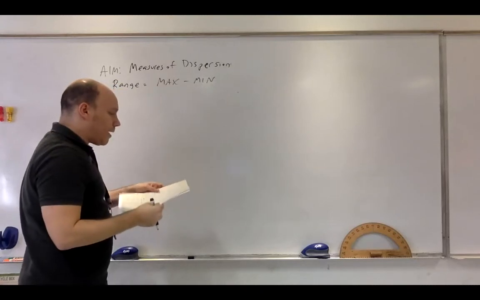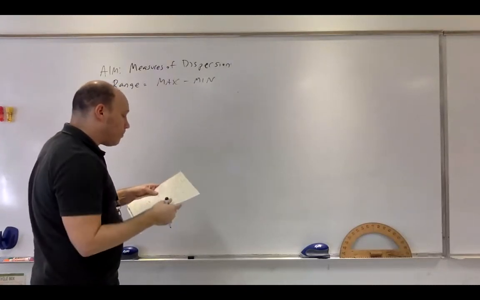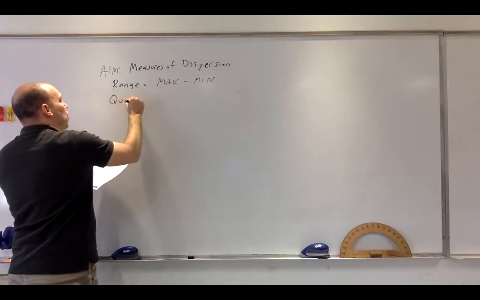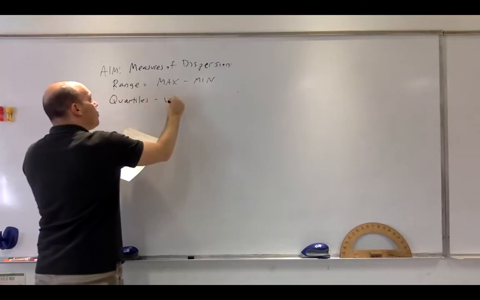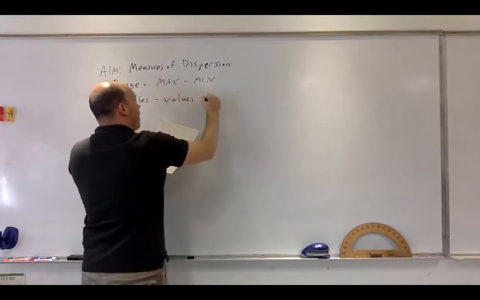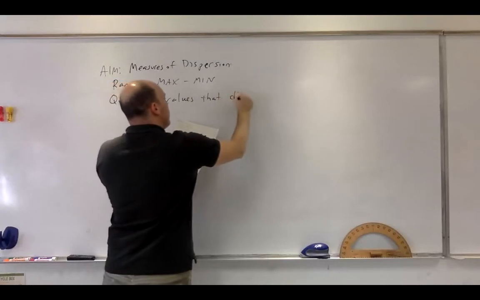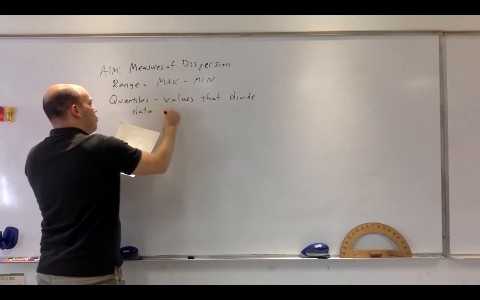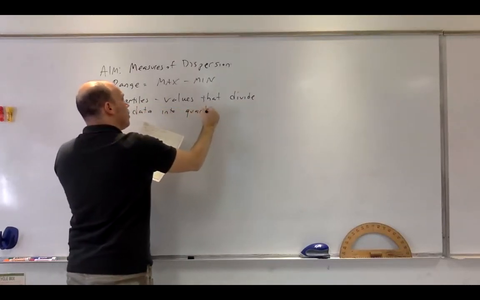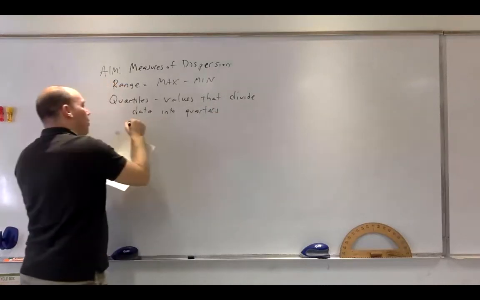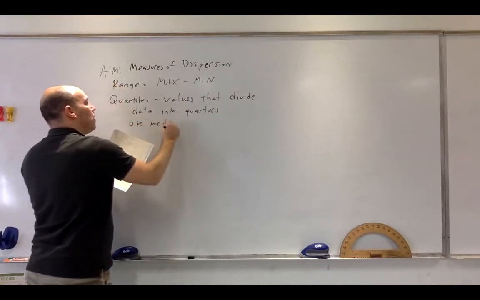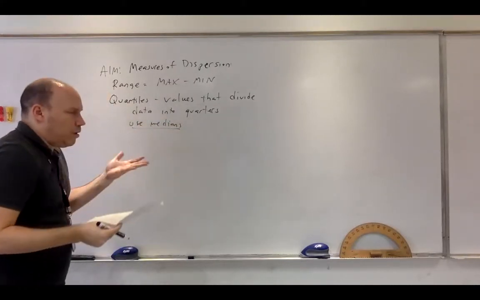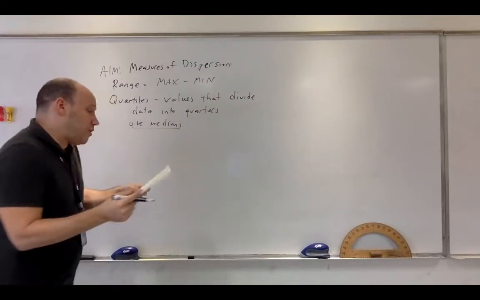Okay. Then the next thing we want to look at is something called quartiles. Quartiles are values that divide data into quarters. Okay, and the idea is we're going to use medians here to find the quartiles.